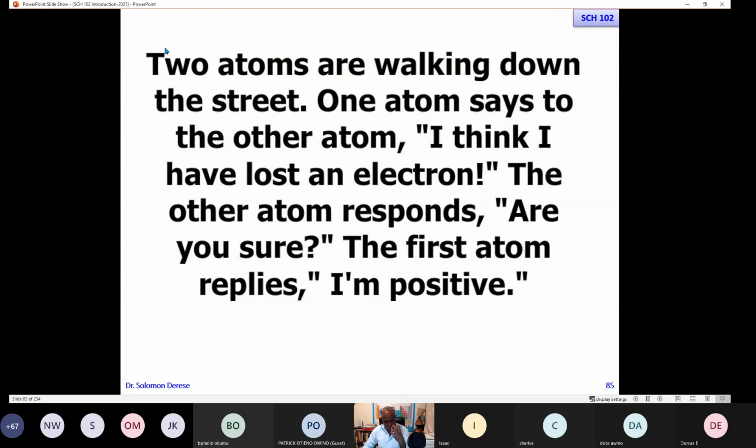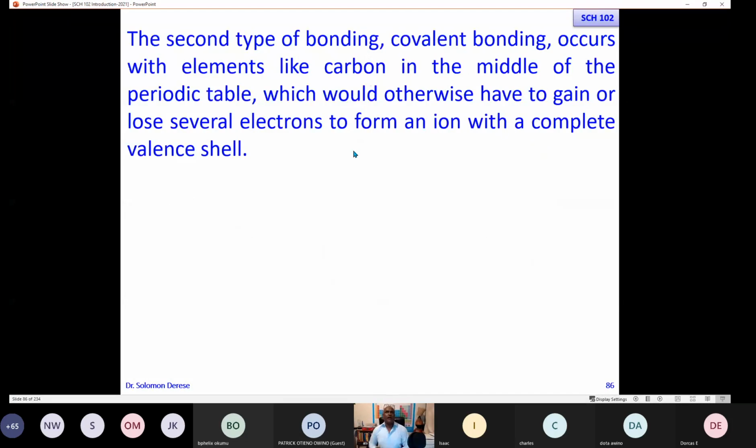So I just want you to remember, when atoms use their electrons to form a bond with another atom, during this process, they are going to lose electrons. When they lose electrons, they're going to become positively charged. And then when atoms gain electrons, they become negatively charged.